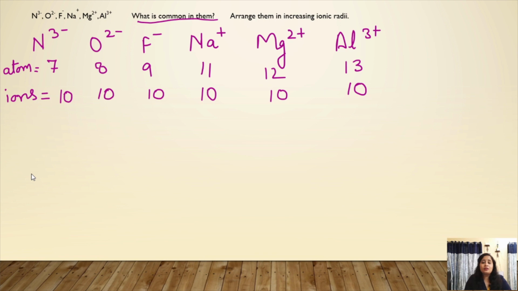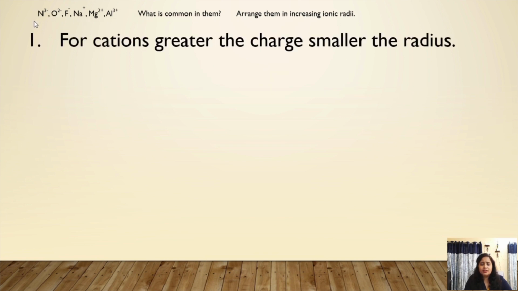Now we need to talk about the ionic radii of the isoelectronic species. For that we have some rules. As we can see, we have two groups here, one of anions and the other of cations. In both cases we have a separate rule. The first rule we are going to take is for cations. First we write the cations over here. Cations are sodium plus, magnesium 2 plus, and the third one is aluminium 3 plus.